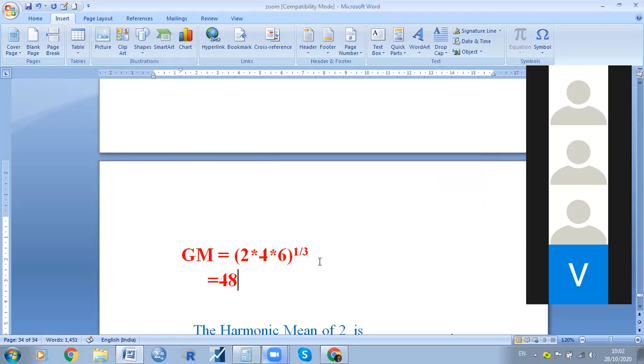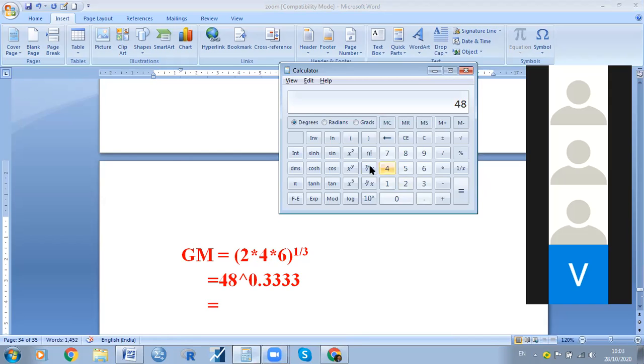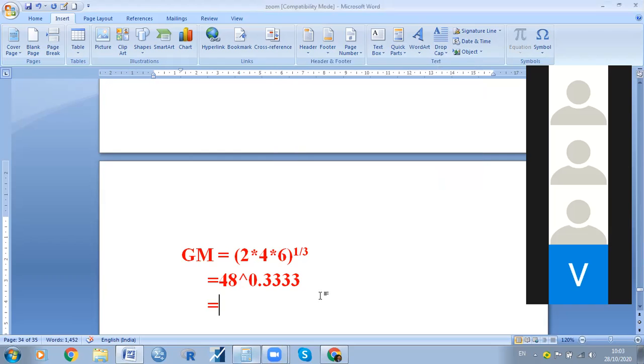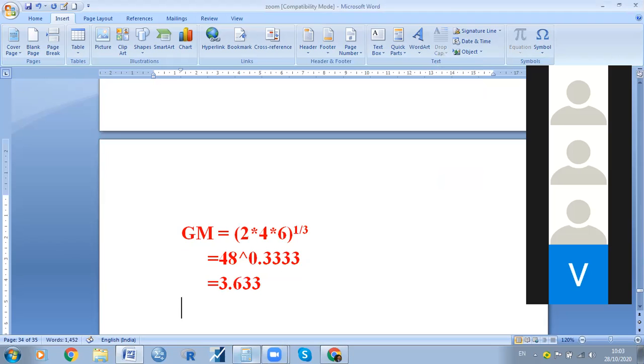Then 48 to the power of 0.3333. We have considered only 4 decimals. So we get 3.633. These are the geometric mean.